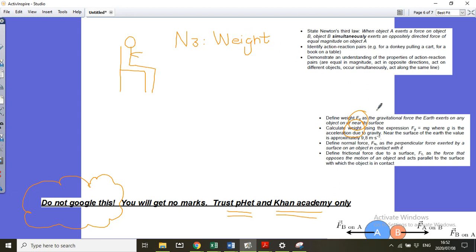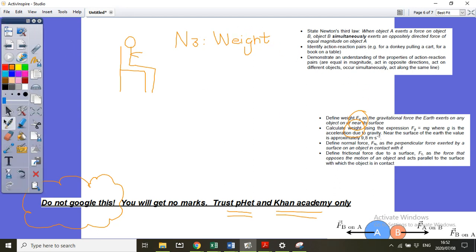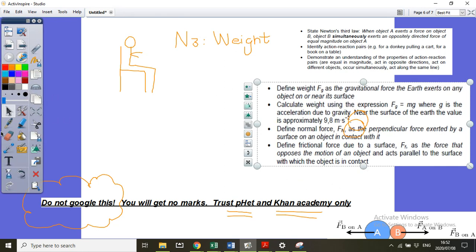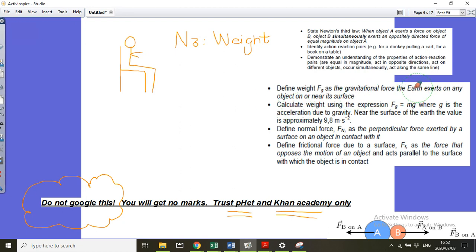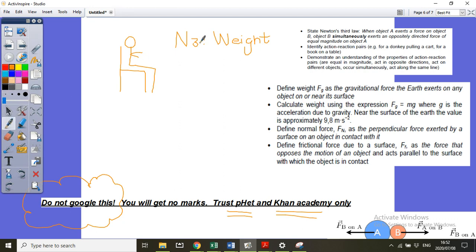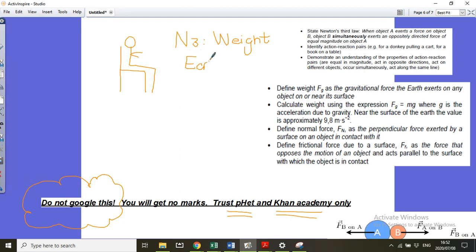So the weight, if you look at the definition here, and I think I need to make it bigger because this was a problem. If you look at the weight definition again there, the weight is the gravitational force that the Earth exerts on an object. So if we look at the weight in my scenario here, it means the weight is the Earth on me. So this is the actual force. It's the force of the Earth on me.